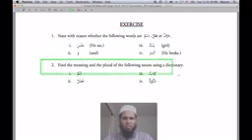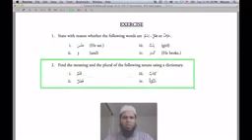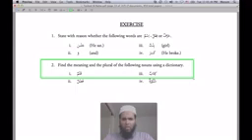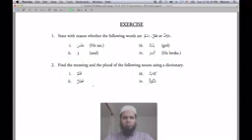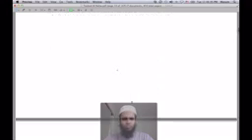Find the meaning and plural of the nouns using a dictionary. Qalamun, a pen. Aqlamun, many pens. Number two, faslun, classroom, and fusulun, classrooms. Kitabun, a book. Kutubun, many books. Saburatun, a blackboard, and saburatun, many blackboards.